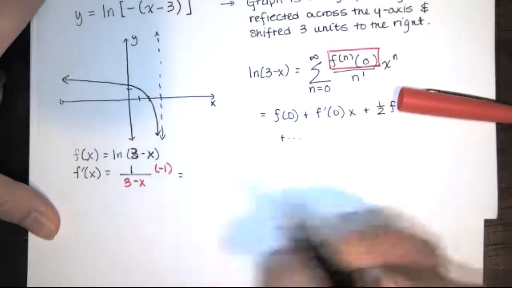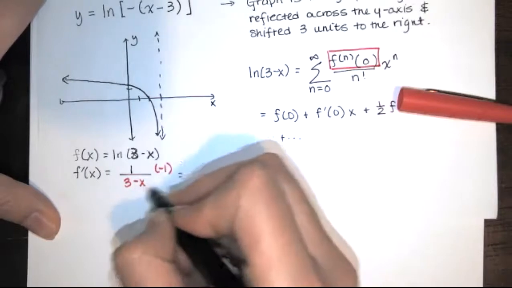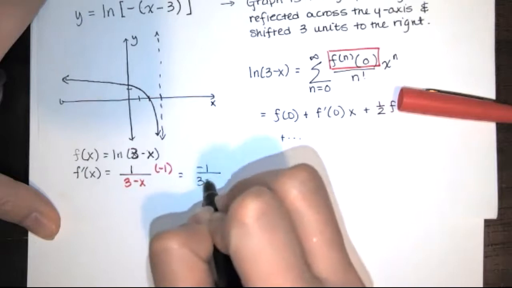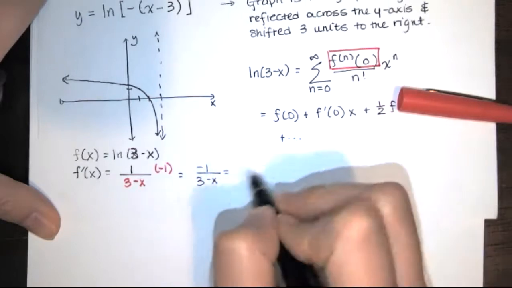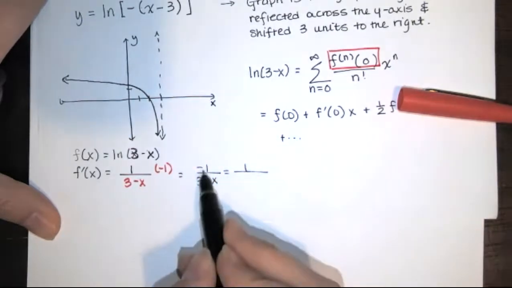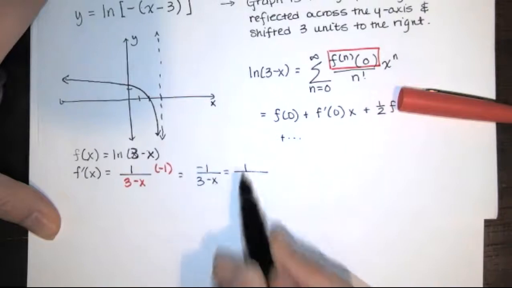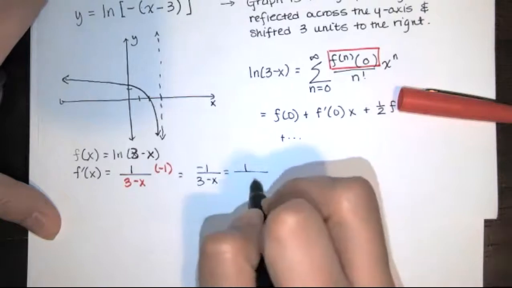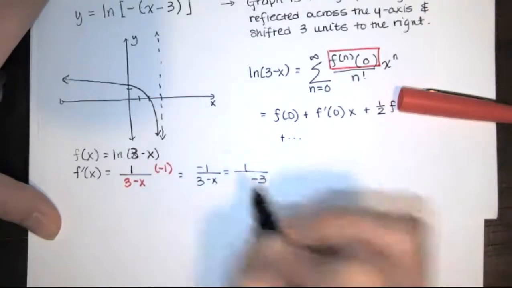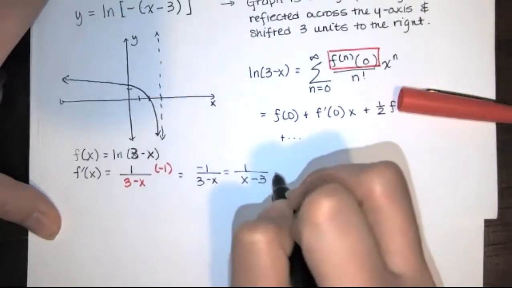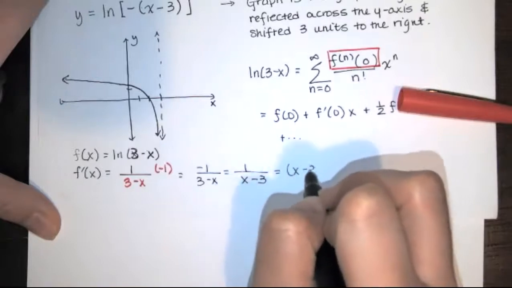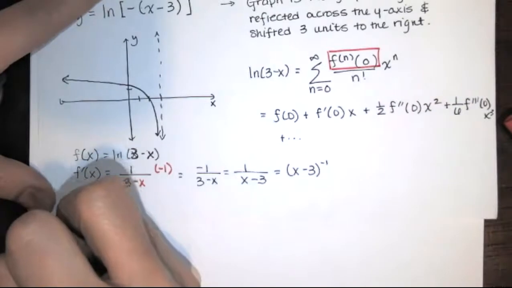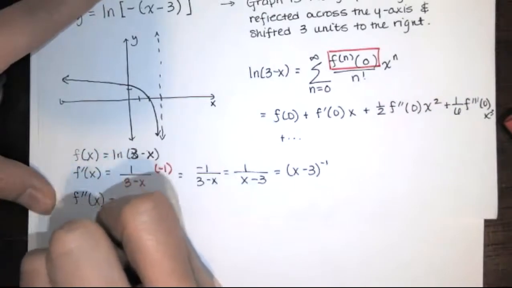So it's negative 1 over this, or I could just take that negative 1 and multiply in the denominator instead. I could think of it that way, but it'd probably be easier or better for us to think of it as negative 1 times this and a positive 1 in the numerator. Negative 1 times 3 is going to be negative 3. Negative 1 times negative x is going to be a positive x. So we can think of f prime as x minus 3 to the negative 1. And then we'll compute the next derivative.